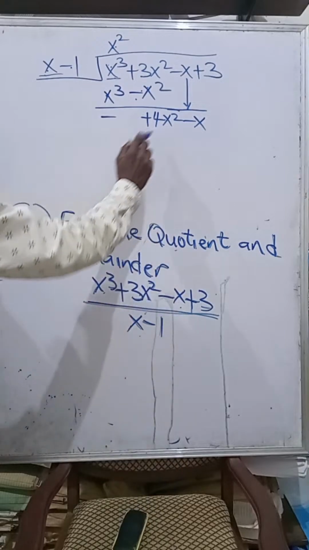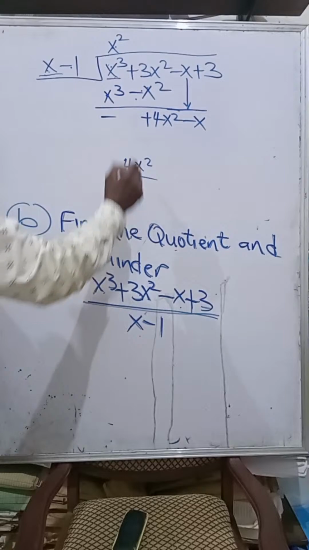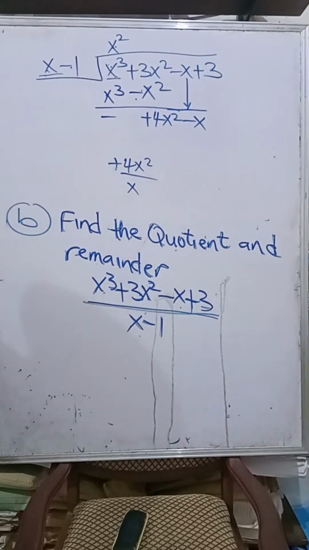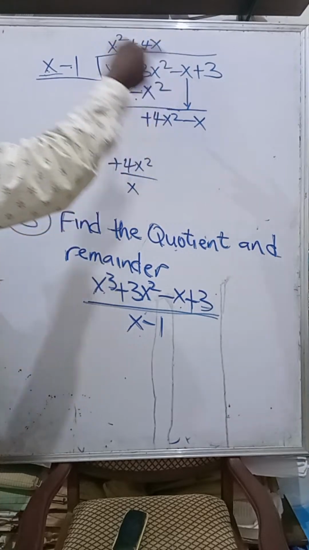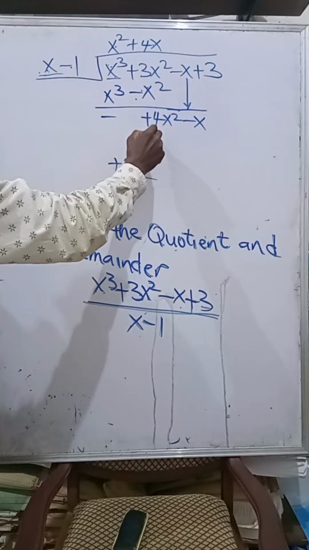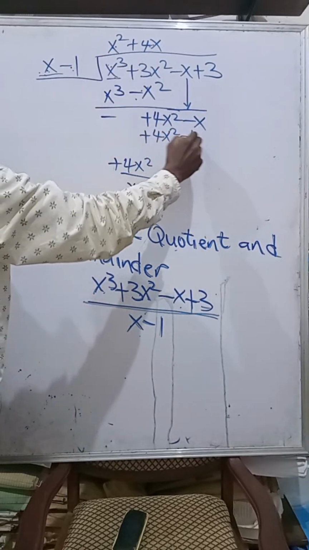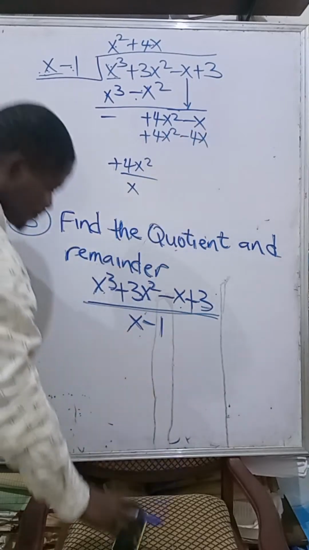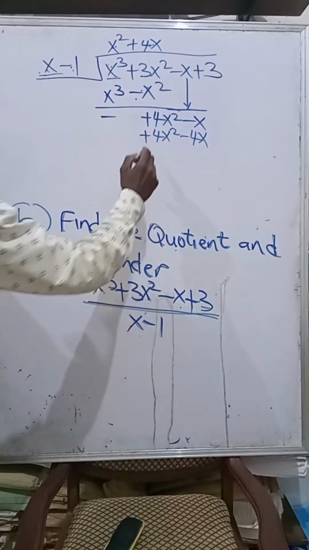Take the first one here, 4x squared, over the first one here. So this is a plus 4x squared. So we have plus 4x. Then repeat the process. Do the multiplication. This one times this one, we have this. This one times this one, we have minus 4x. Then do the subtraction again.